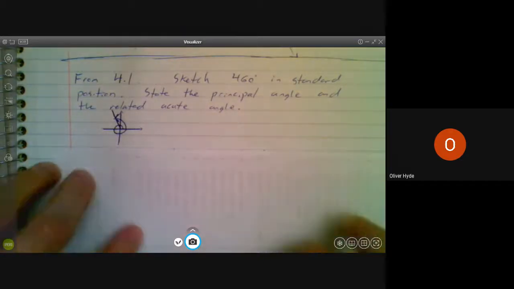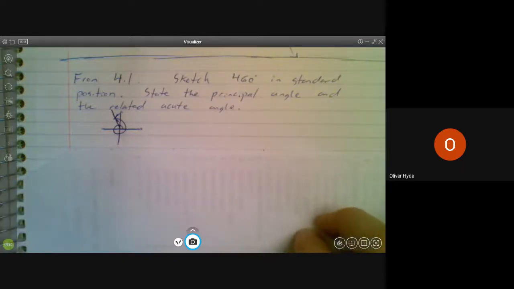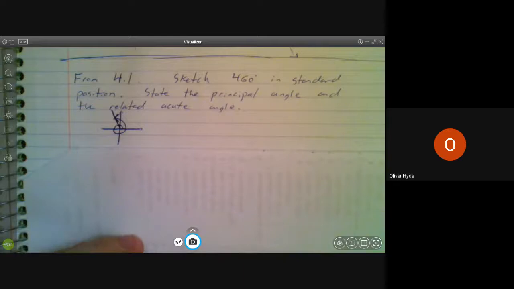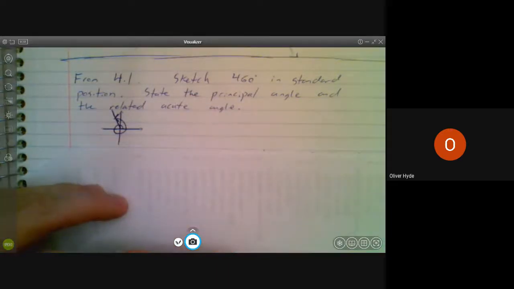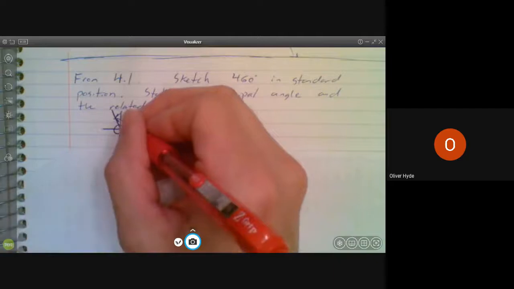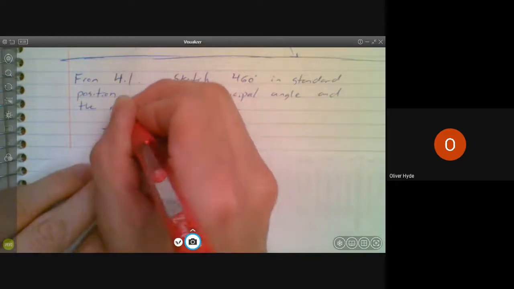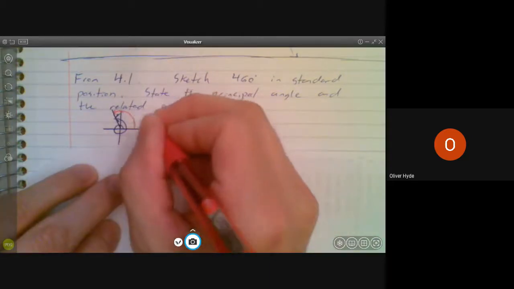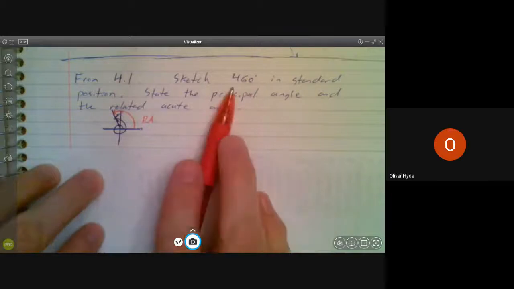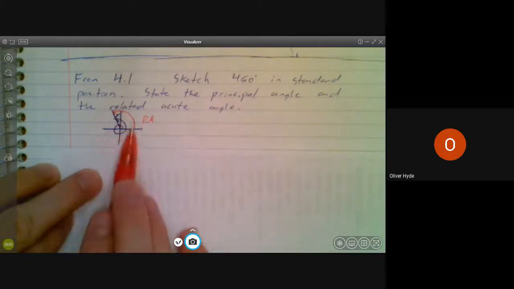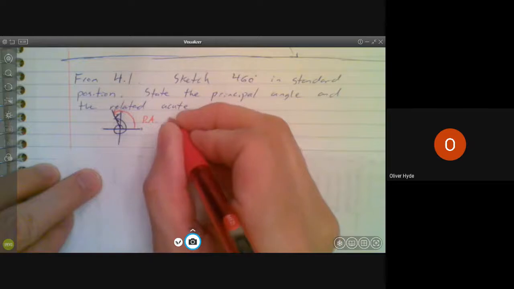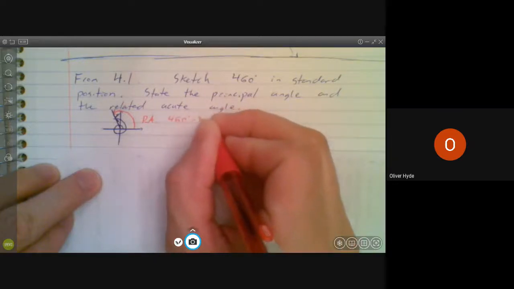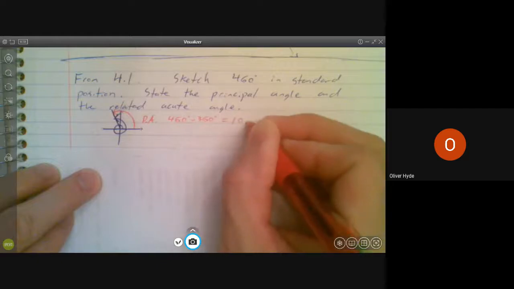The principal angle is the angle that I would measure the first time from the positive x-axis. The principal here means kind of most important, but also first as well. So if I go from the positive x-axis and I just rotate in a counterclockwise direction, and I measure the angle when I hit that terminal arm for the first time, that's my principal angle. My principal angle in this case, 460 degrees, is one full rotation and then a little bit more. I want to know how much more. I'll look at the difference between 460 degrees and 360 degrees, and that's 100 degrees.